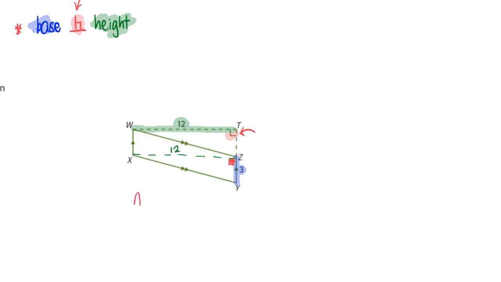So in this case here, the area is therefore equal to the base 3 multiplied by the height 12 to give me 36, in this case, cm square.